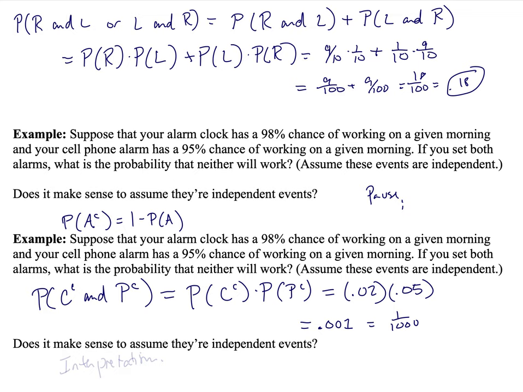Does it make sense to assume these are independent events? I think this is an interpretation question, and you could answer it in either way. In suggesting that they are independent, usually an alarm clock is often plugged into a wall, whereas a cell phone is more like a battery. So say the power went off or something, that would affect your alarm clock, but not your cell phone. And you could say that's why you might say that these are independent events.